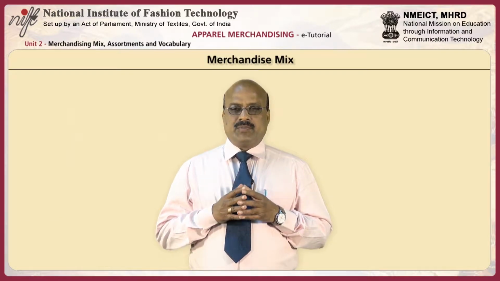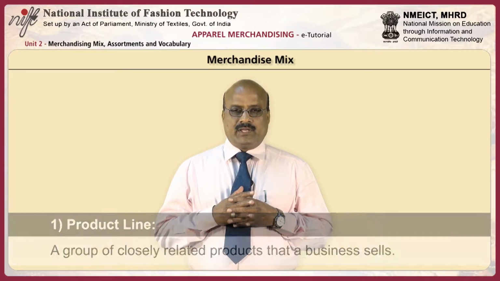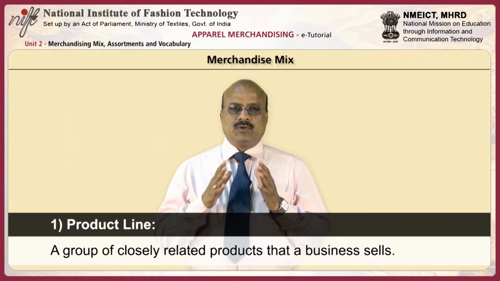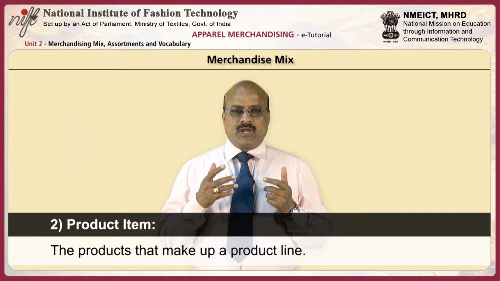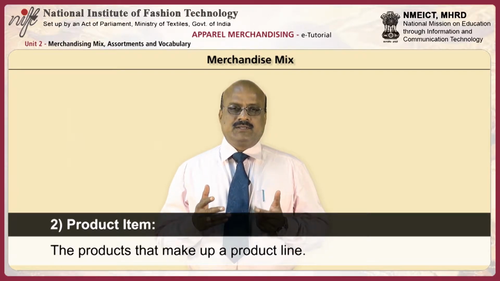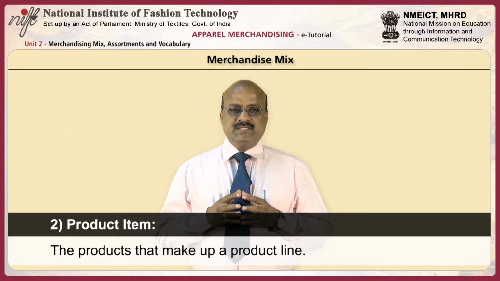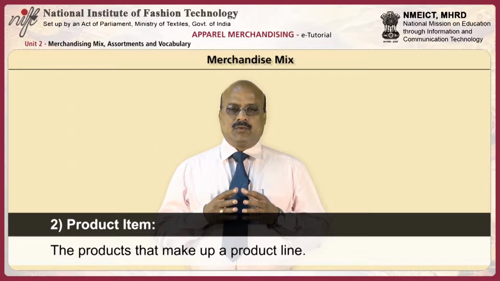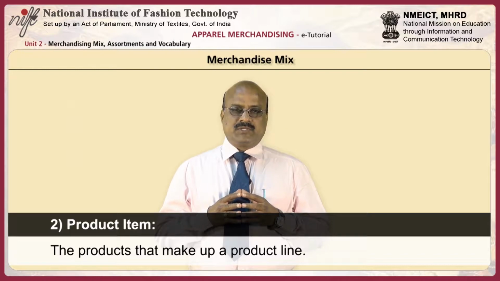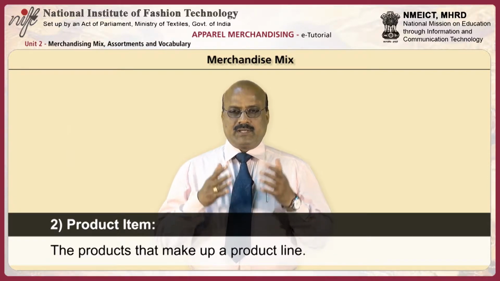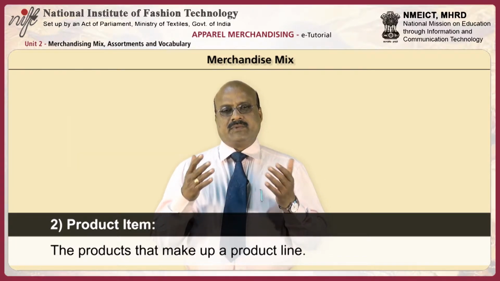Merchandise mix is made up of all the products that a business sells. A product line is a group of closely related products that a business sells. A product item is one of the products that make up a product line. Businesses must pay close attention to their target market and must obtain, develop, maintain and continually improve upon their merchandise mix.